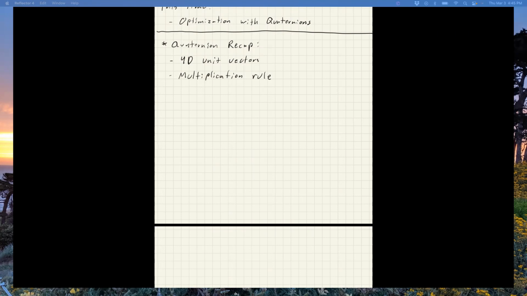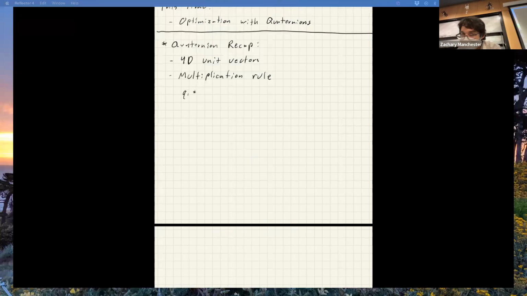Okay, so we've got a multiplication rule for these, which we're going to write using a star, and it looks like this. We have a scalar and a vector part, and a scalar and a vector part. When we multiply these, the answer is the following.